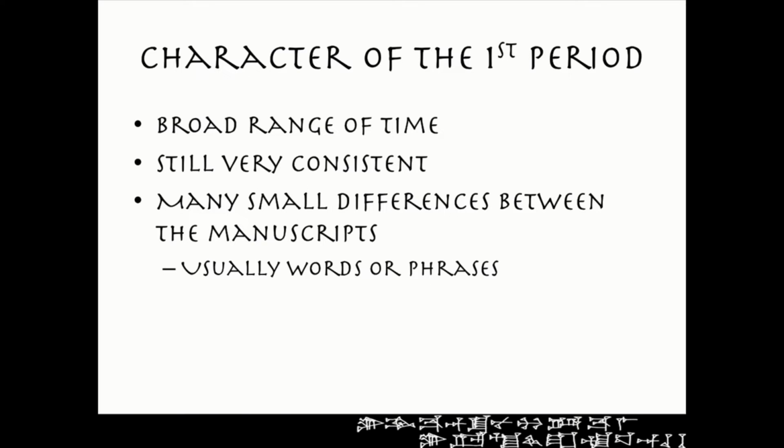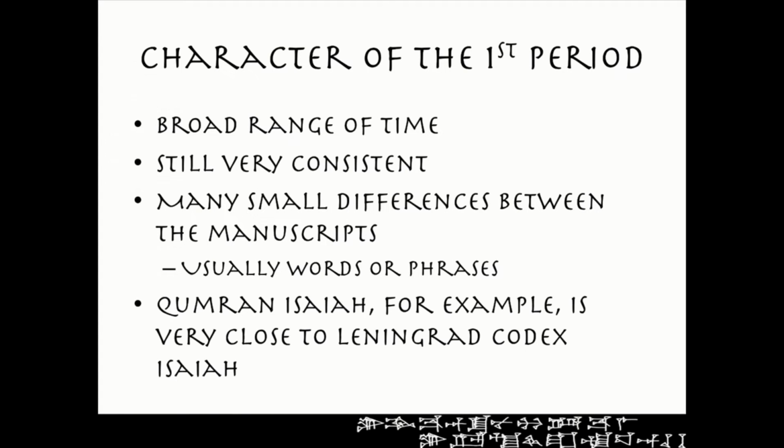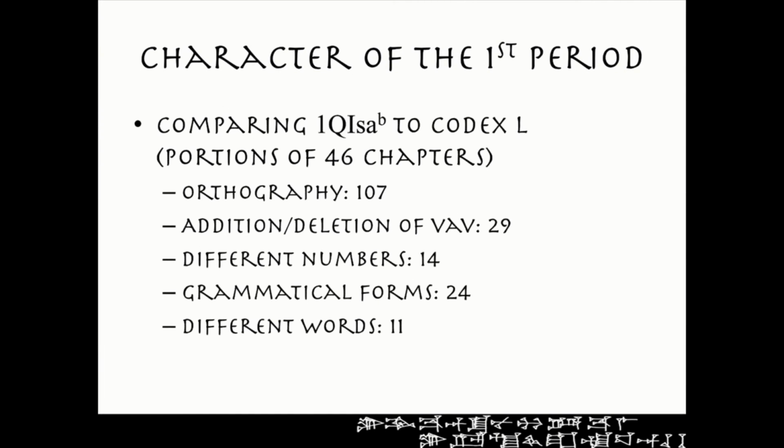And so a good example of this is Qumran. If we look at Qumran Isaiah, it's very close to the Leningrad Codex Isaiah, which is from 1008, 1009 CE. So if we look at, for example, the comparison between 1Q Isaiah B, which has portions of 46 chapters of the book of Isaiah, and Codex Leningradensis, we see some of the differences, and these are listed out by Tov. I've just pulled a couple of them here.